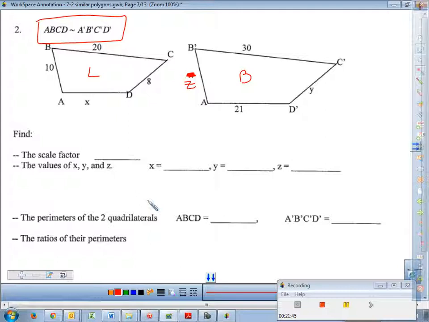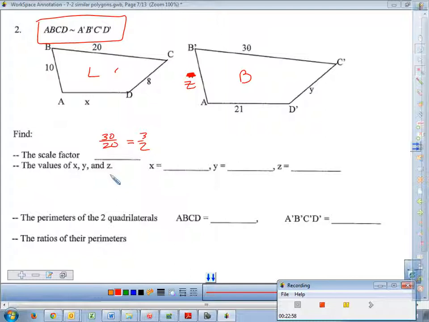Now find me a scale factor. Find two sides that correspond to each other and you know both their lengths. We got the 30 and the 20, so that'd be 20 over 30 or 30 over 20? We're going to do big over little every time. Could you do it the other way around? Of course you could. I just want us all to do it the same way. Does that make sense? So can 30 over 20 reduce to what? 3 over 2.